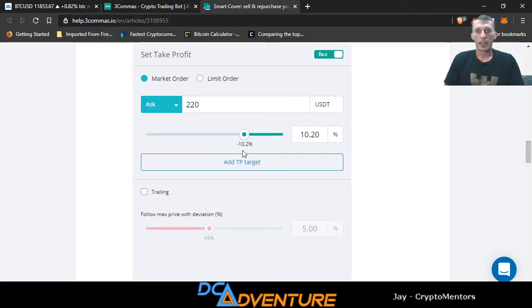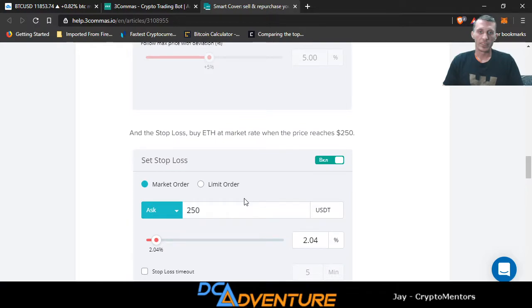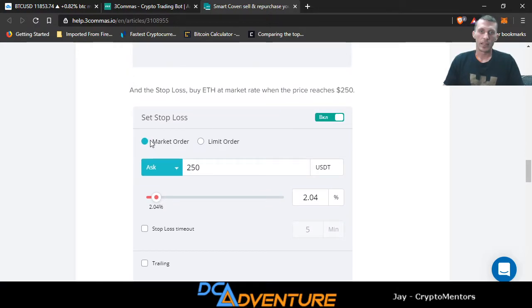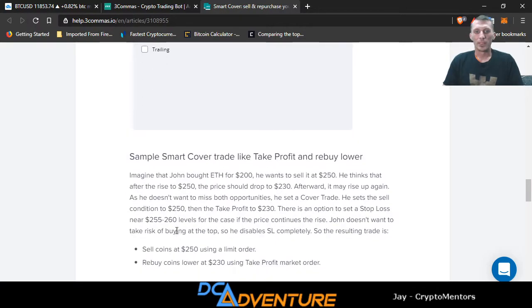Trailing at 5%. And a stop loss. Buy ETH at market rate when the price reaches 250. Set stop loss. You're going to have market order 250. And see, it's kind of a little bit confusing.